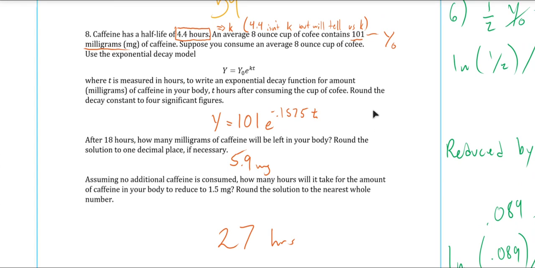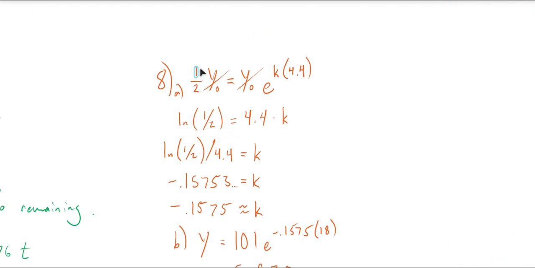Problem number 8 asks us about coffee. It says that caffeine has a half-life of 4.4 hours, and that an average cup of coffee has 101 milligrams of caffeine. Now, if we drink one, we start with 101 milligrams of caffeine in our body, and now we want to know certain facts about it. First of all, what would the rate constant be? Again, we're going to take the half-life, which was given as 4.4, take the ln of both sides, divide by 4.4, and we get our rate constant.